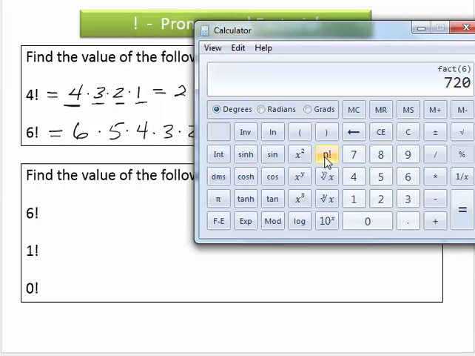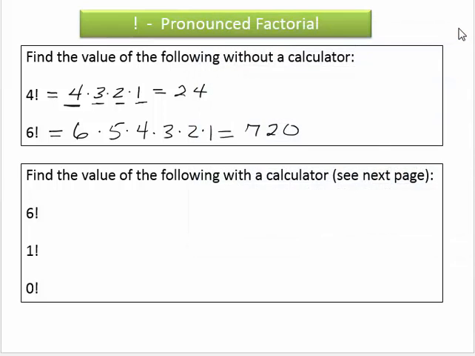Now we're also supposed to find out the value of 1 factorial, and that answer is probably what you think it would be. 1 factorial is 1, and this one might surprise you. 0 factorial is not 0. 0 factorial is also 1, and that'll help you on the next section to know that 1 factorial is 1 and 0 factorial is 1.